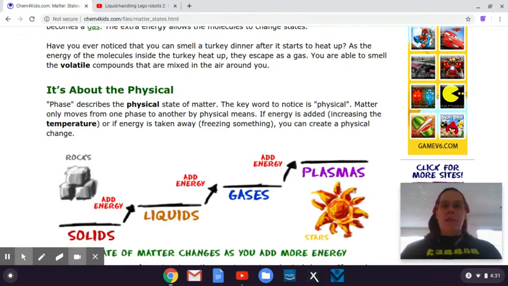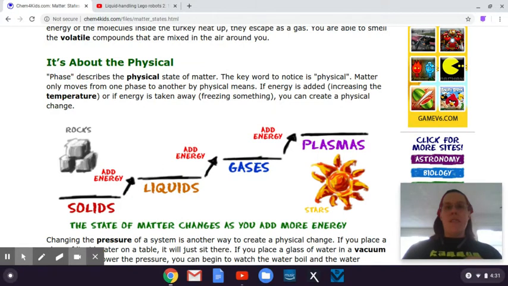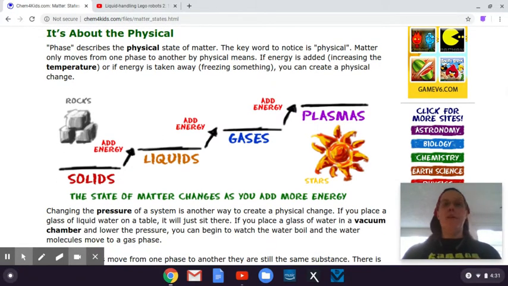Have you ever noticed that you can smell a turkey dinner after it starts to heat up? As the energy of the molecules inside the turkey heats up, the gases escape. You're able to smell the volatile chemical compounds that are mixed into the air around you. It's about the physical. Phase describes the physical state of matter.